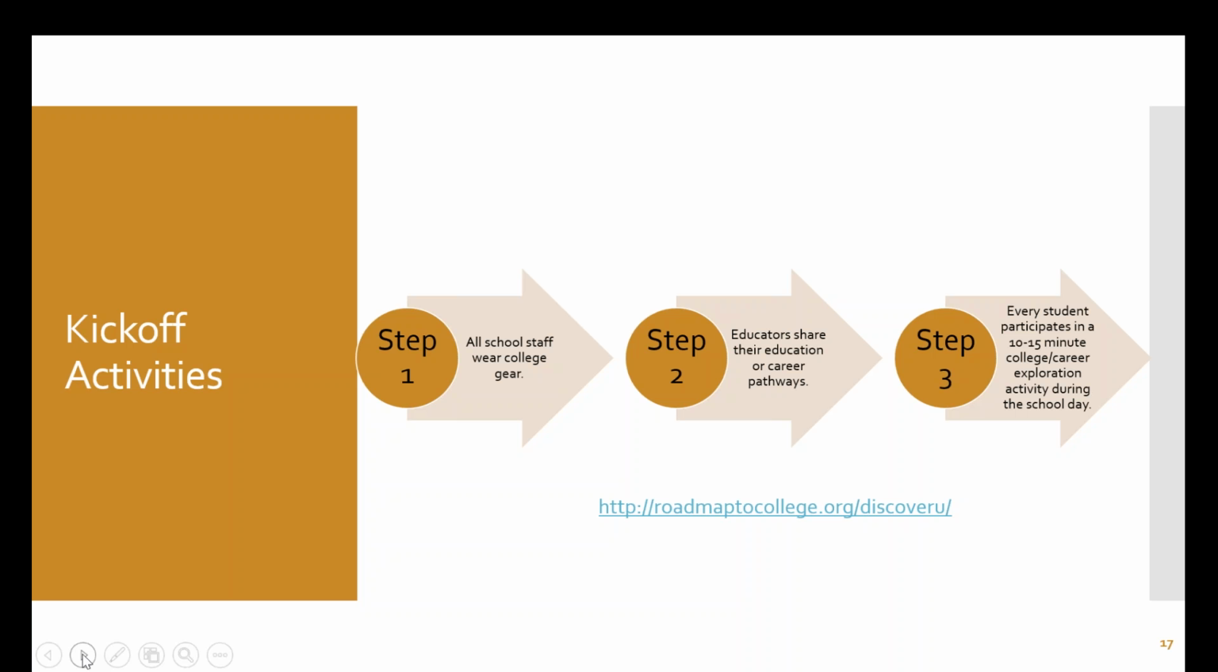For the students who identified with that, it was amazing to see their reaction: really? So I can do this? And yes, you can get your associate's degree at the community college and then transfer to the university, or you can go directly to the university. It's whatever pathway is best for the student, but hearing about different pathways is really important. And then maybe during advisory or during the week, have students participate in a 10 to 15 minute college and career exploration activity during the school day. So maybe they're going to do an assessment.